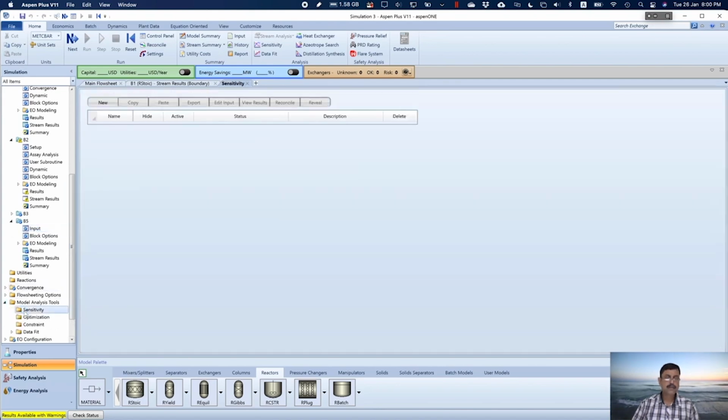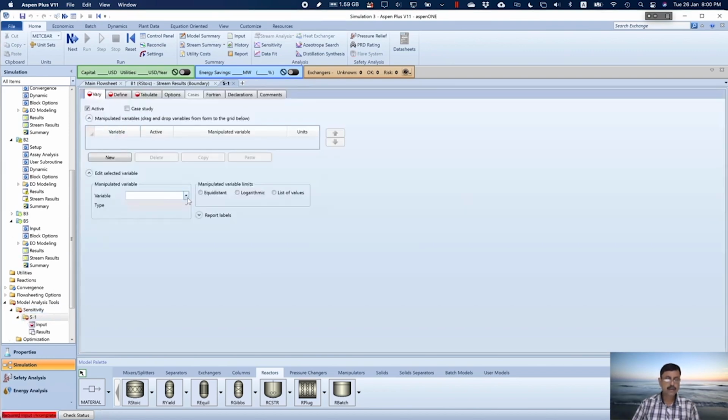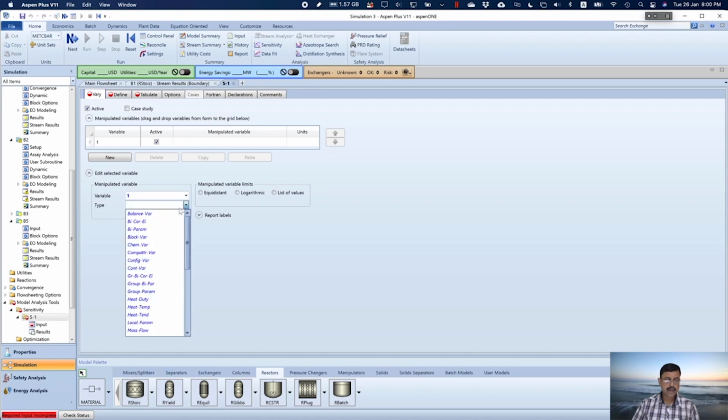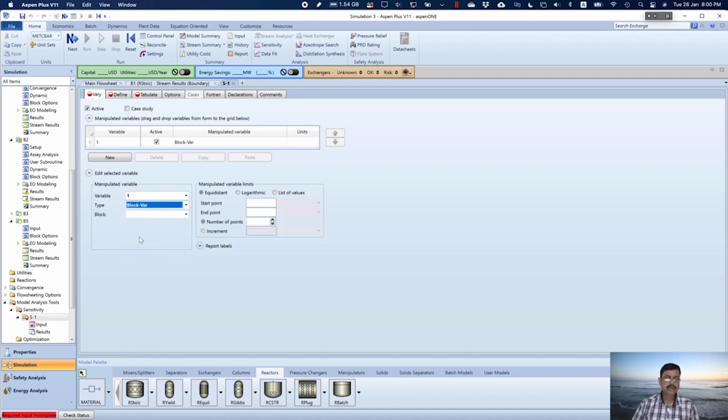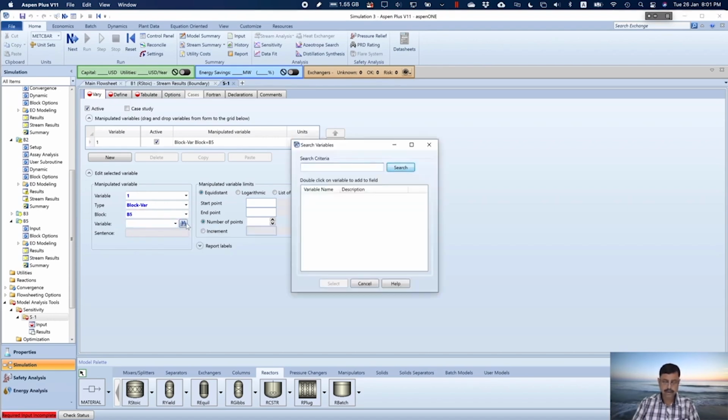So press new, enter ID S1, and then type a variable, new. This is a block variable. So we have to choose the block B5, because that is the equilibrium block. And the variable, let us look for what the variable is. We have to say approach, temperature approach. Let us see what is this. Yeah, this is the one, temperature approach to equilibrium. So delt is the one which we are looking for.